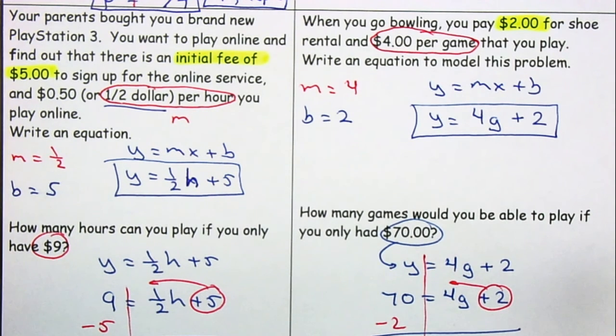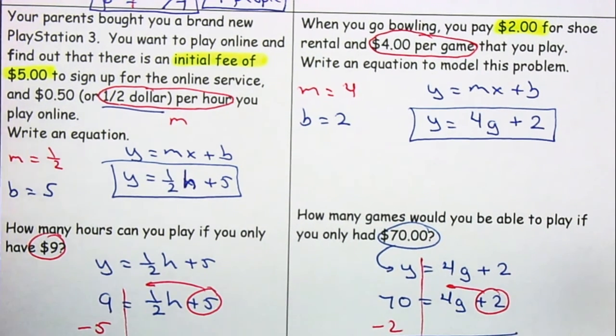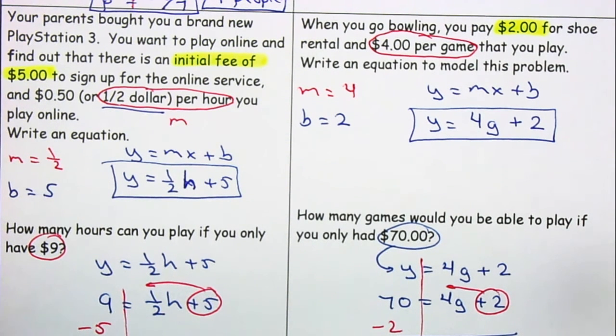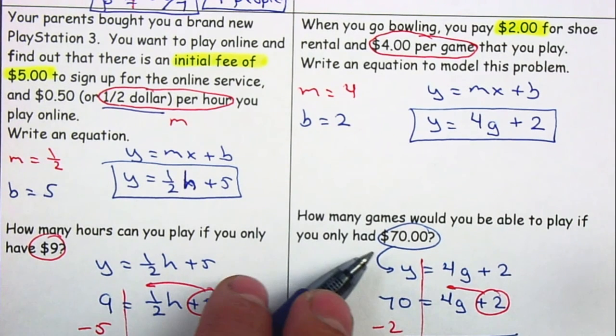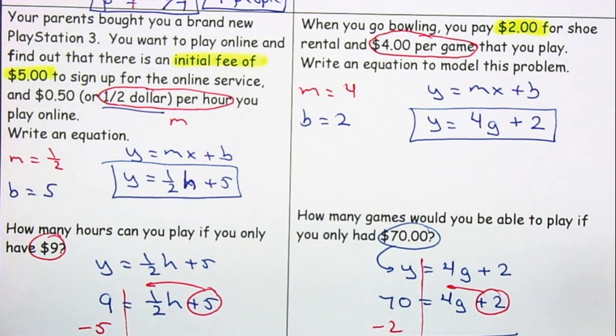Then I'm going to divide by 4. Divide by 4, that cancels. So g is equal to, I'm going to reduce my fractions. Divide by 2, they're both even. So it'll be 34 over 2. I can reduce my fraction once again. 34 divided by 2 will be 17 g. So 17 games. If you have $70, you are going to be able to play 17 games.